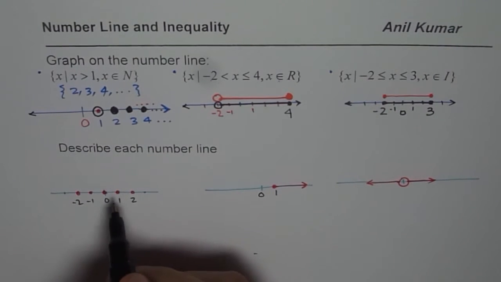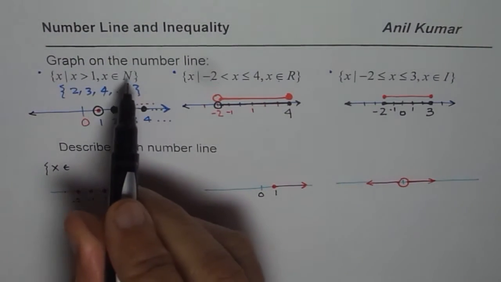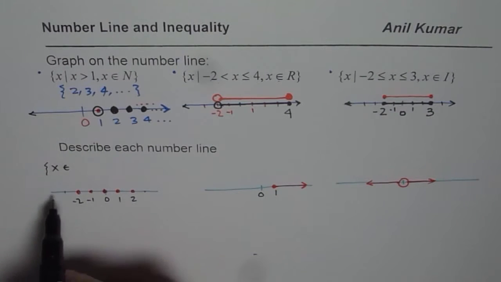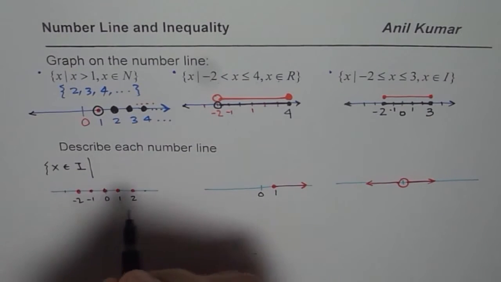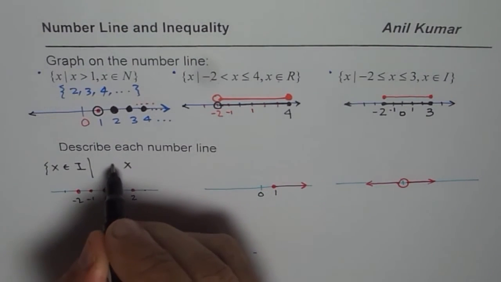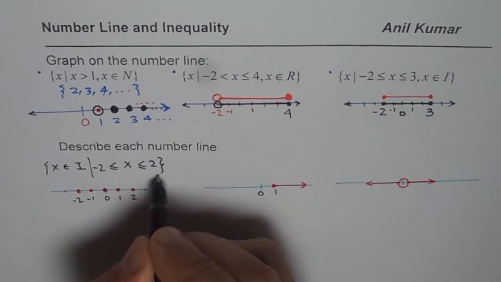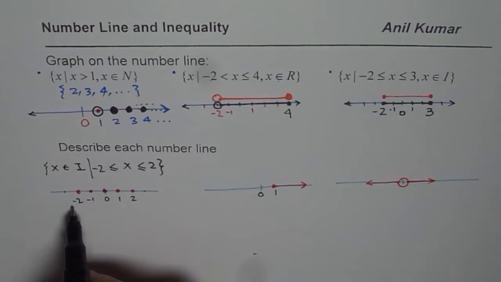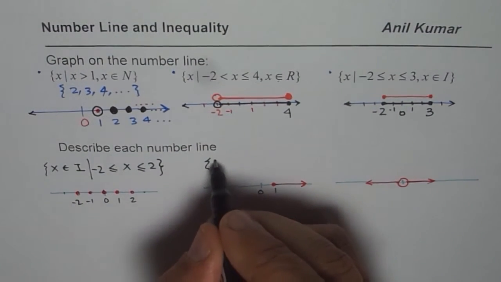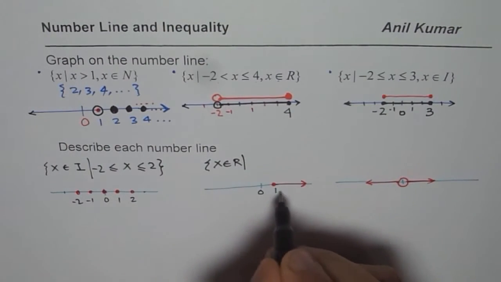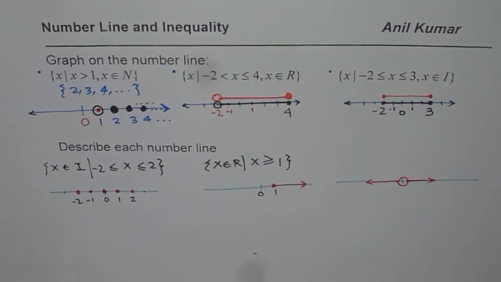Let's do it now. Now here we could write this as x belongs to, I prefer to write which set of numbers initially. Now these you can say are integers, right? So x belongs to integers where x is between, so x is including -2 and 2. Do you see that? So these are all the integers between -2 and 2. Now in this particular case, since we have a continuous line here, x belongs to real numbers and it is greater than equal to 1, right? So that means greater than equal to 1.